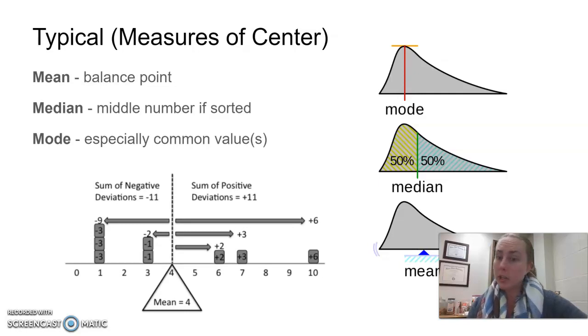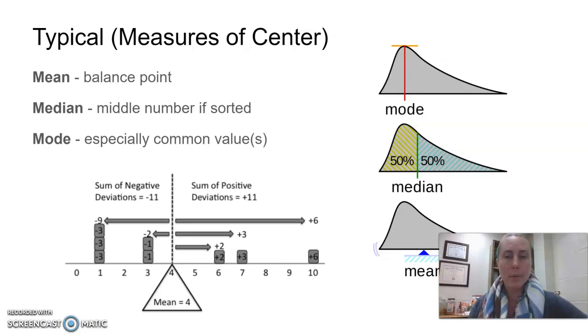The median also measures the center, but the median cuts the data set perfectly in half, with 50% of the data values on the left and 50% of the data values on the right. So it's the number in the middle. If you take all the numbers and sort them from least to greatest, count off lowest, highest, lowest, highest, lowest, highest, the middle number will be the median.